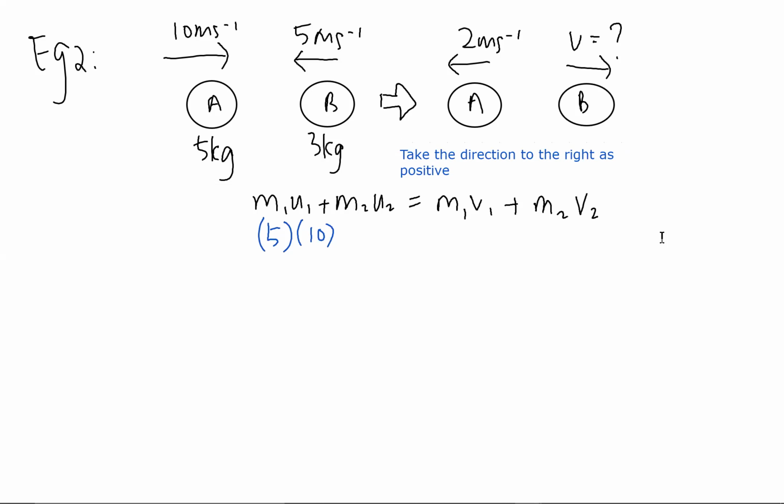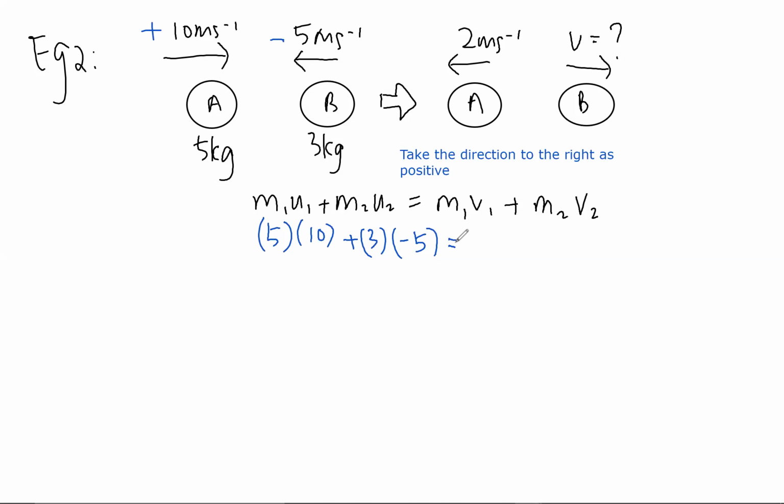So 10 m/s is positive. So positive 10, plus M2 is 3 kg. U2 is moving to the left, so this is negative. That's why I put negative 5 here. Remember this negative. If you didn't put this negative, then the whole thing is wrong already. Many minor mistakes are because of the sign, so just be careful with the sign.